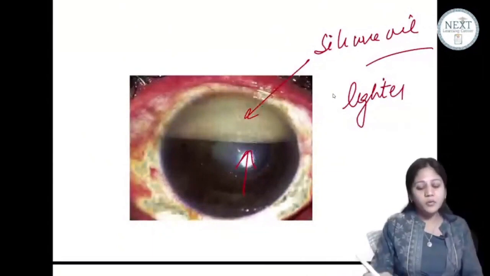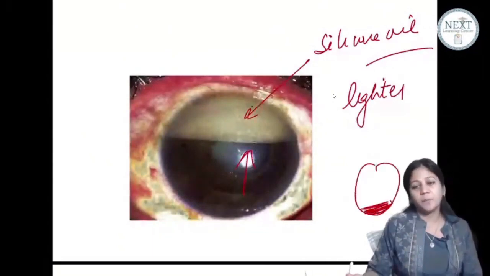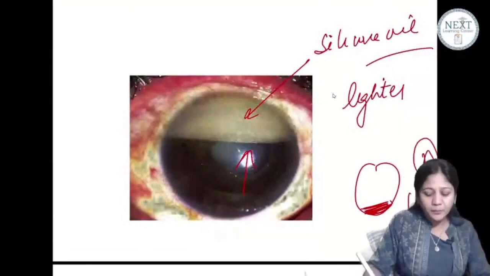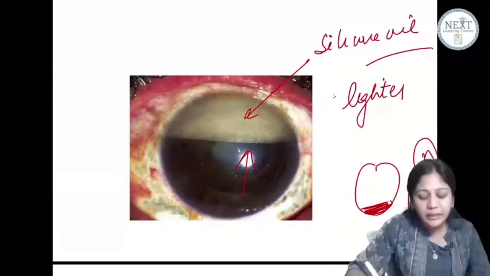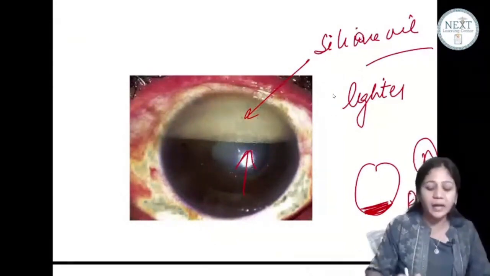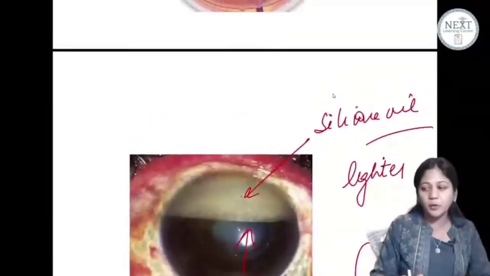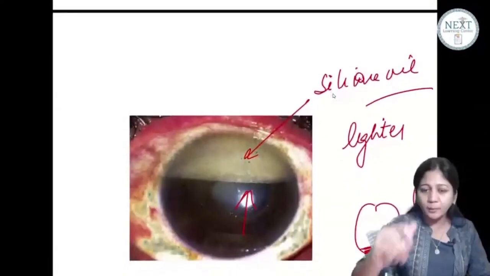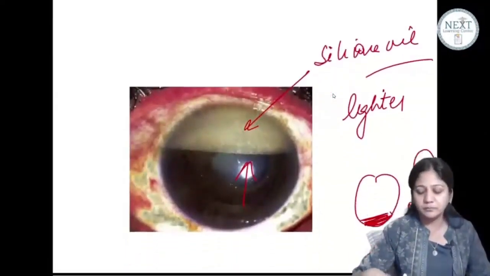Okay? If you have pus, it is heavier than aqueous humor, so it settles down. This is your normal hypopyon, which is actually pus, but this is not pus. This is hyperoleon. This is silicone oil. Am I clear, friends? This is a picture question. This is hyperoleon. You call it hyperoleon or an inverse hypopyon. Okay? This is a complication of silicone oil in the eye.